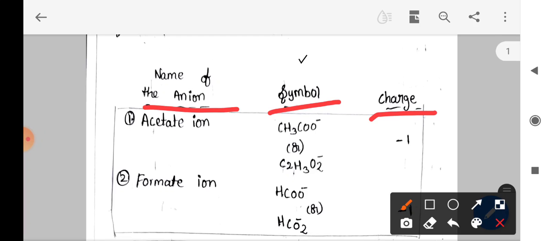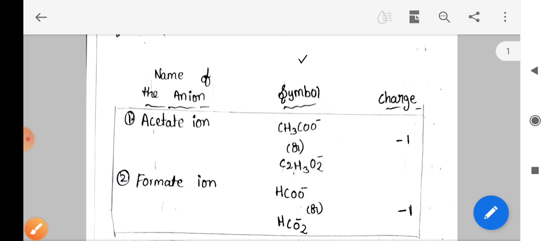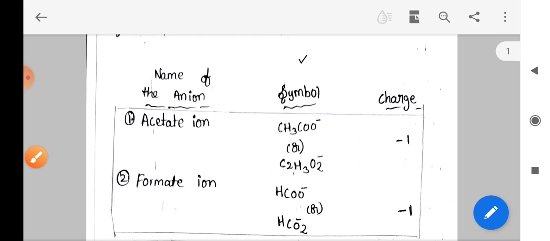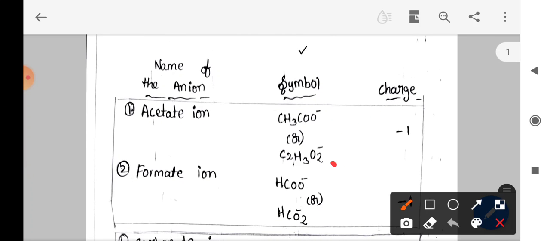If you take the acetate ion, the formula is CH3COO minus, otherwise C2H3O2 minus. Here there are two carbon atoms, so you write C2, three hydrogens, and two oxygens. The general formula of acetate ion is C2H3O2 minus, the same as CH3COO minus. The charge on the ion is -1, which means acetate ion is a monovalent ion.